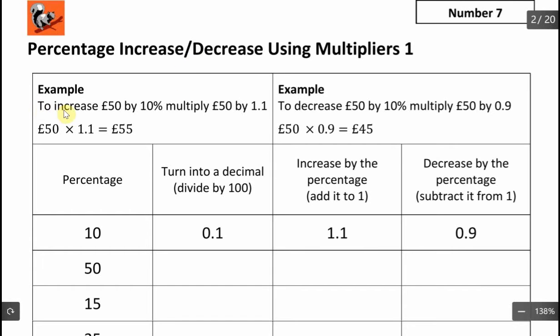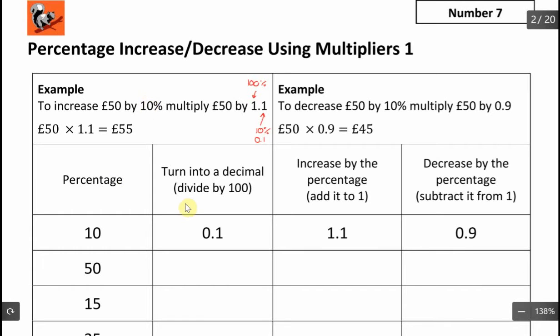So we've got an example here, and it says to increase £50 by 10%, you multiply 50 by 1.1. The reason for that is this 0.1 bit represents the extra 10%, because 10% as a decimal is 0.1. This bit represents 100%. So overall, if we increase something by 10%, we are finding 110%.